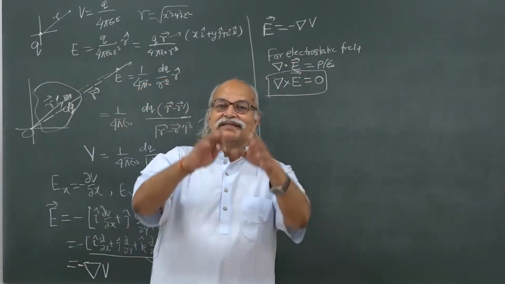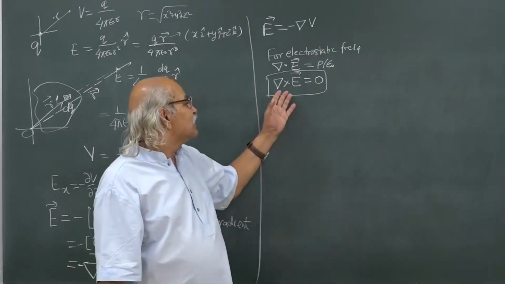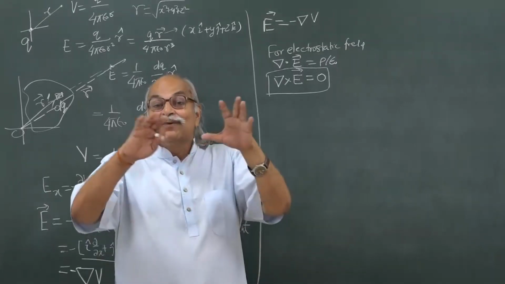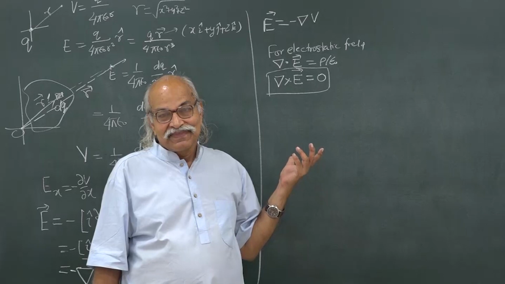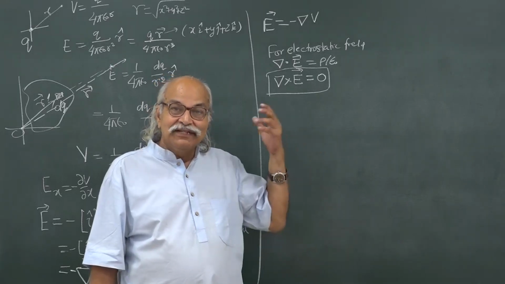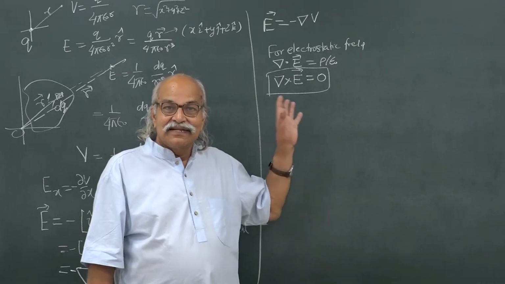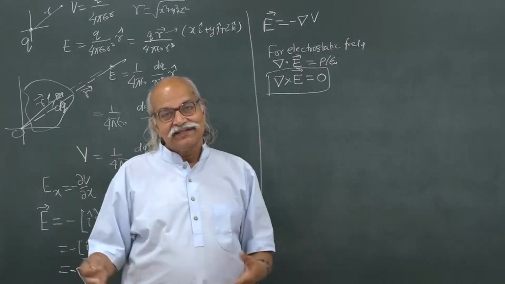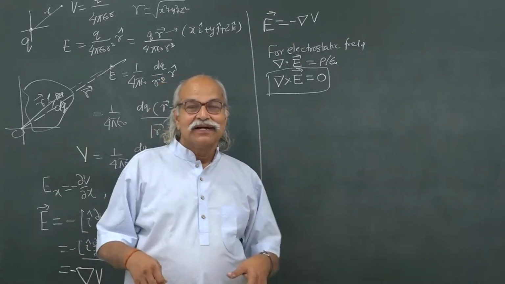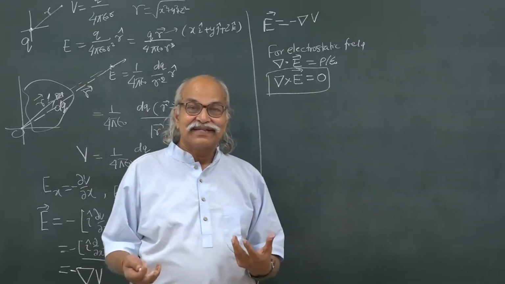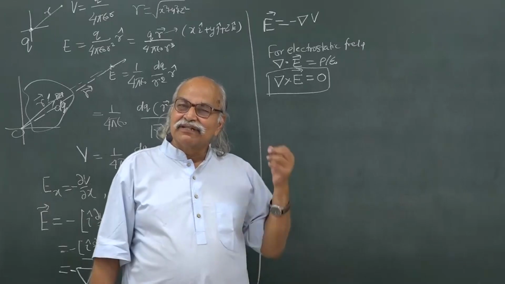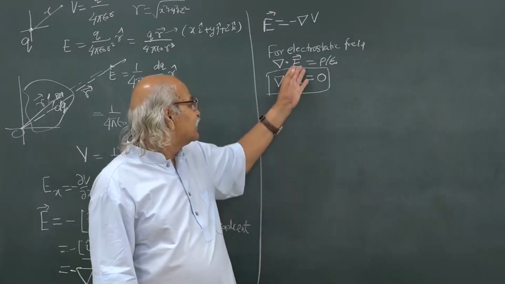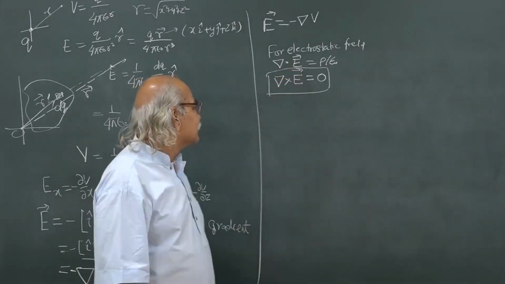Now, the divergence and curl I am emphasizing because if you know the divergence of a vector field everywhere in the region of your interest, and if you know the curl of E everywhere in the region of interest, and at the boundaries you know what this field is, then you know everything about that electric field. Then everything about E is uniquely determined. That is why curl and divergence are so important.